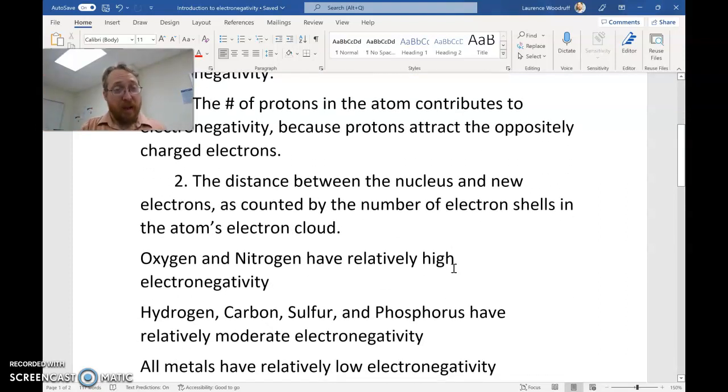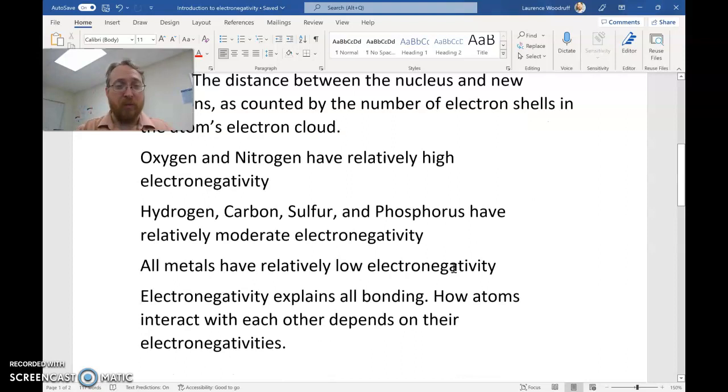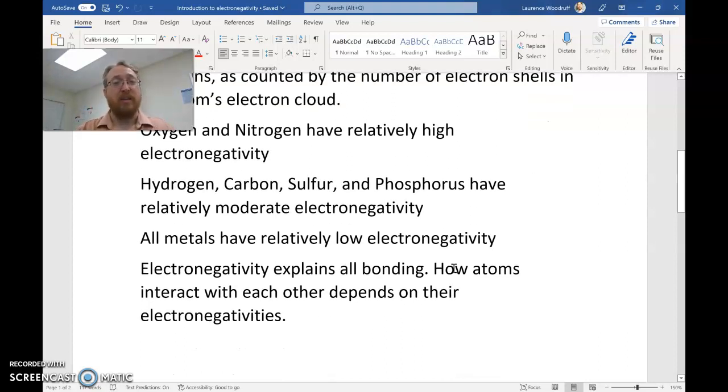When comparing the elements, oxygen and nitrogen have a high electronegativity. Hydrogen, carbon, sulfur, and phosphorus have a moderate electronegativity, and metals have a low electronegativity. And we're bothering with all of this because electronegativity explains all bonding. How atoms interact with each other depends on their electronegativities. I hope this helps.